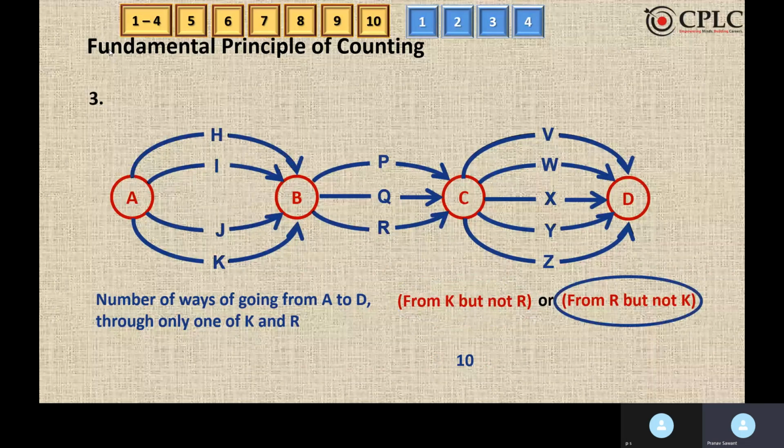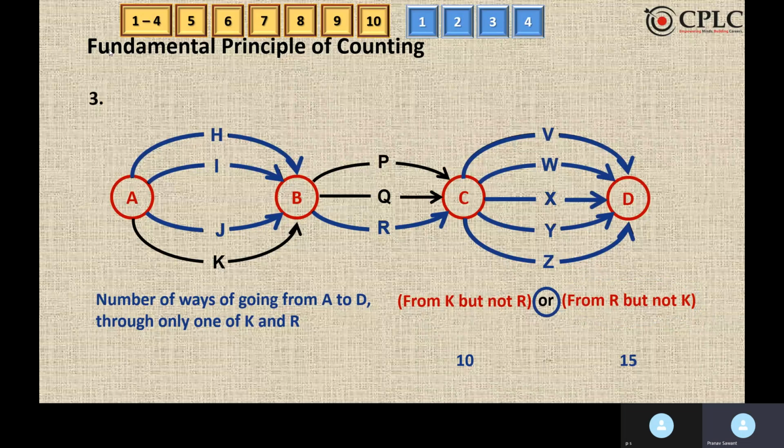From R but not K, so not K, that means A to B there are 3, B to C there is 1, C to D there is 5, that's 15. Total of this, 10 plus 15, as there is OR, so it is going to be 25 ways.